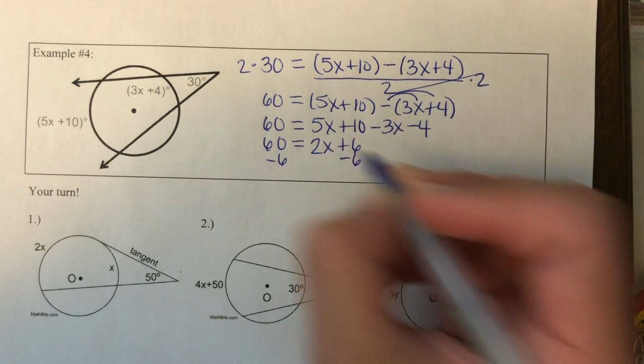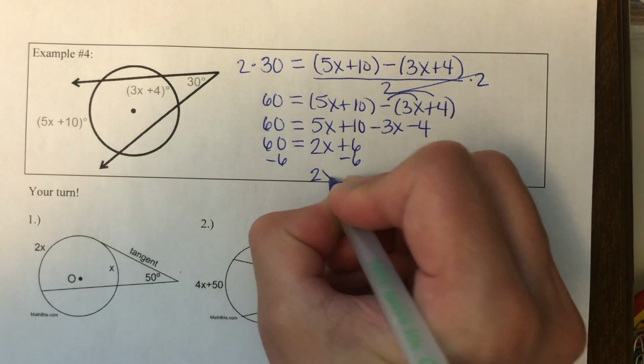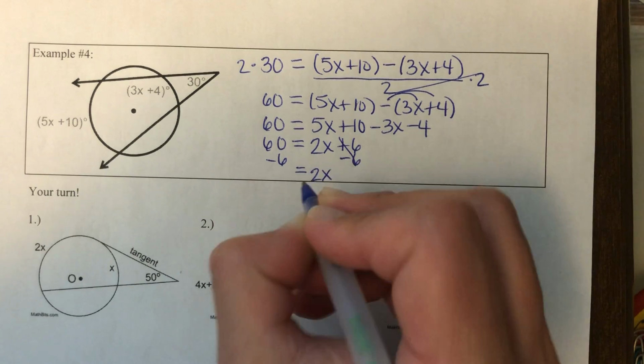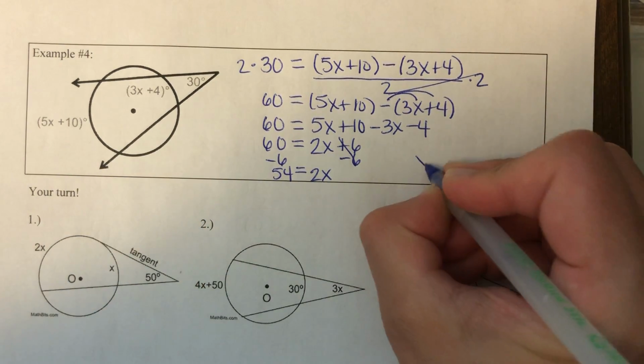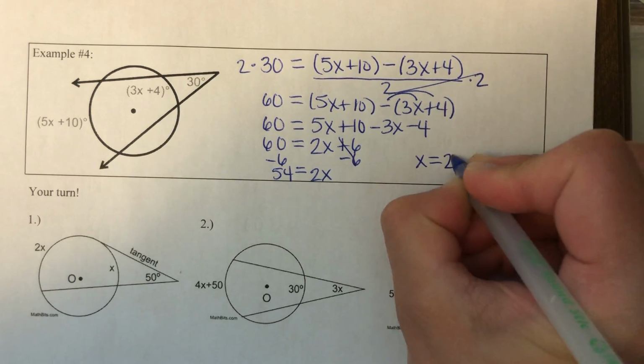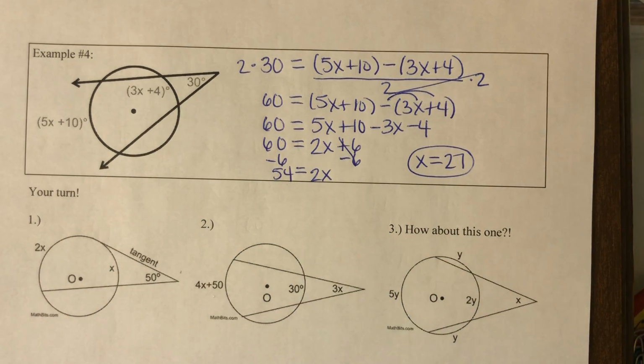Move the 6 over. I get 2x equals 54. And when I divide both sides by 2, I get that x is 27. Okay. So there's a few of those for you to try on your own also. And there's an answer key for you to check your answers over.